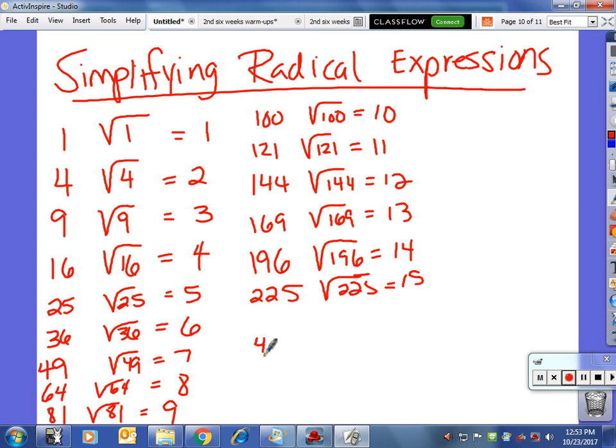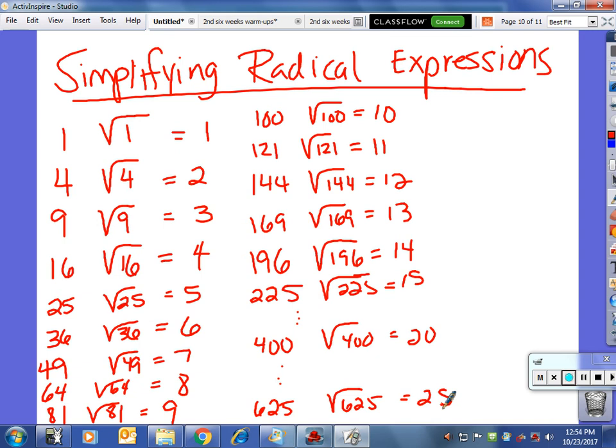Another one that comes up quite a bit is 400, so I'm going to go ahead and add that to our list. I skipped a few. And the square root of 400 is 20. I skipped a few more, and another one you will see quite a bit is 625. The square root of 625 is 25. Okay, so just keep this list handy. You're going to need it when we do difference of two squares. You're going to need to be familiar with the first several perfect squares.